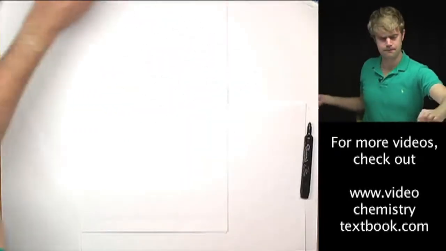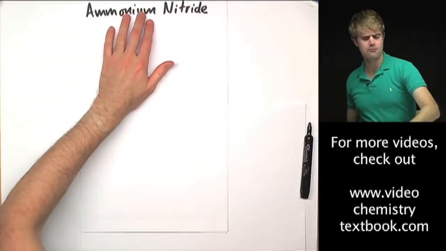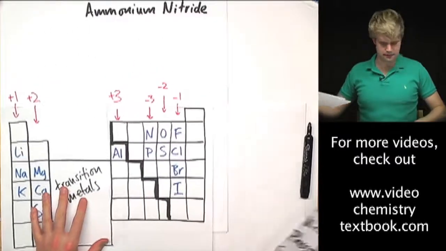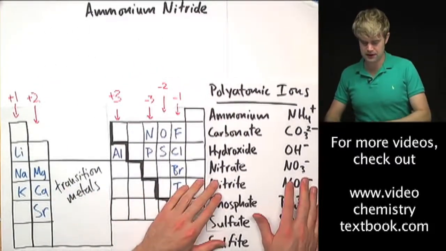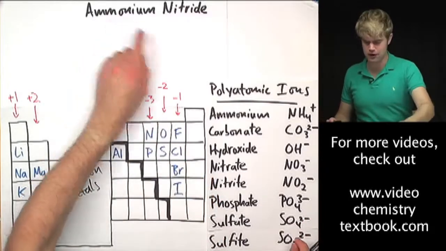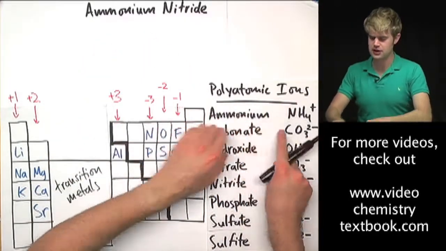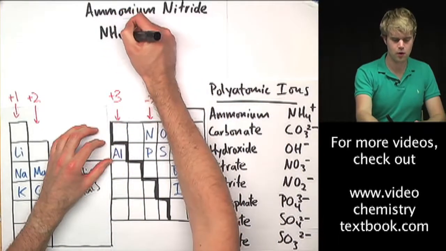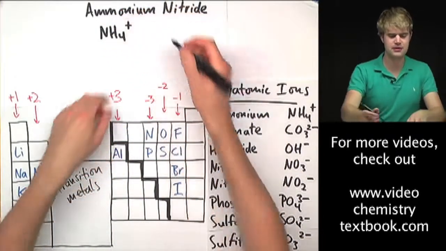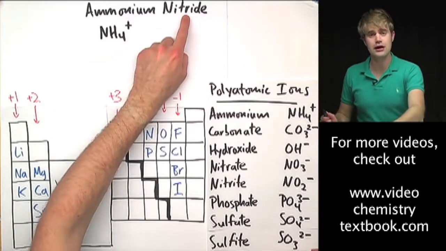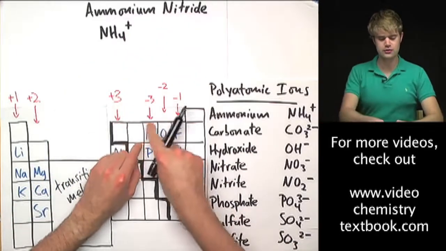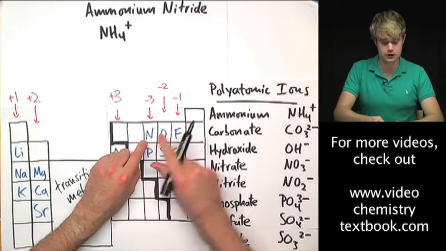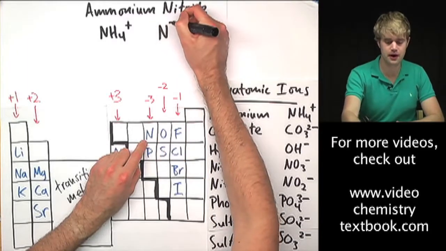Let's do a couple more. Ammonium nitride. We've got to bring our 2 tools back here, the periodic table and the list of polyatomic ions. Okay, so ammonium, you may recognize from this list. It's a polyatomic ion, and it's NH4 1+, a whole clump of atoms that has that 1+ charge. Now nitride. Nitride is right here on the periodic table. It's what we call nitrogen when it has a charge. It has a charge of 3-.